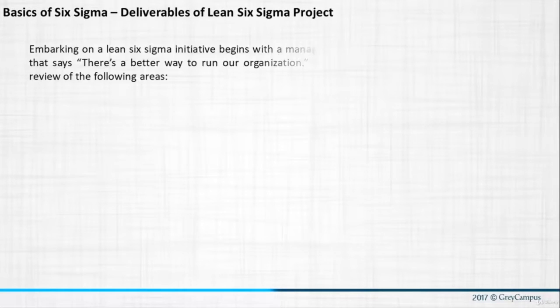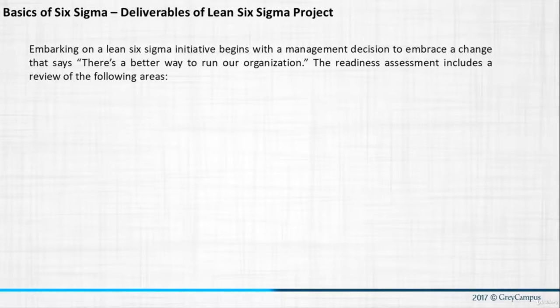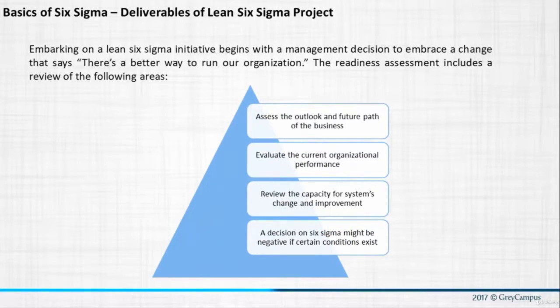Implementing Six Sigma within your organization starts with management. Management has to make the decision to say, yes, we want to change. There are certain aspects that must apply in your organization in order for Six Sigma to be successful.